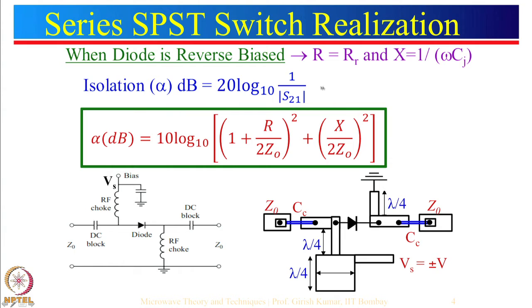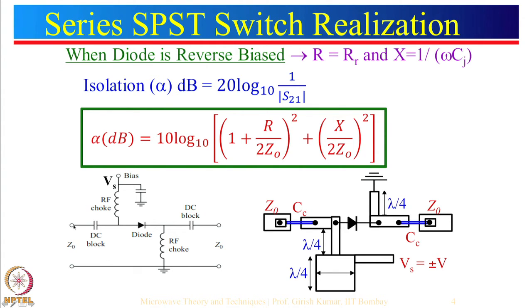So the attenuation expression is exactly the same as before. The only difference is that for forward bias this will be RF and this will be omega L, and for reverse bias this will be RR and this will be 1 divided by omega Cj. Now let's see how we do the biasing of the PIN diode. So let's see the biasing configuration.